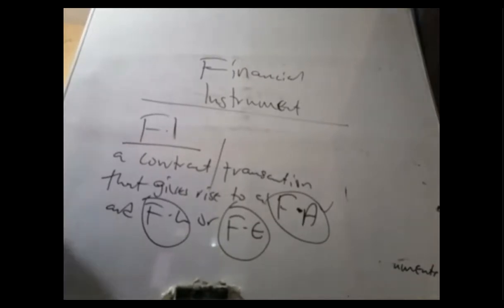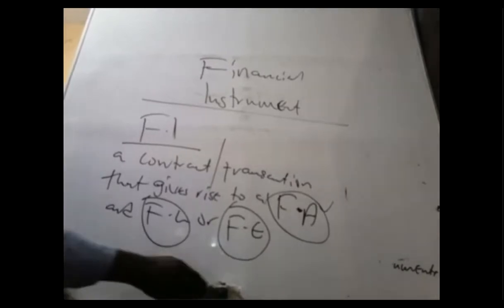Pick it from there. Financial instruments are transactions that give rise to financial assets, financial liability, or equity. Good. Now let's look at this.